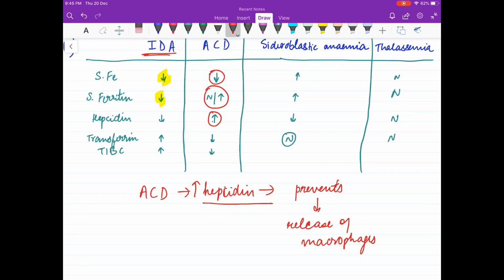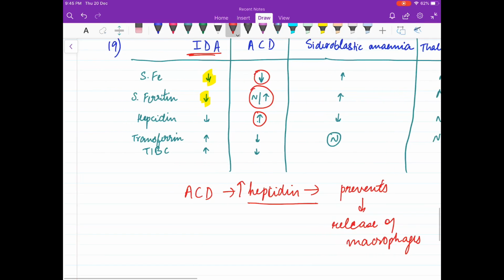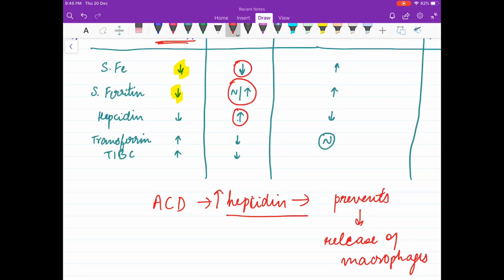In iron deficiency anemia, now there is shortage of iron and we have to bind to any available iron, so the transferrin production increases, and so the total iron binding capacity also.